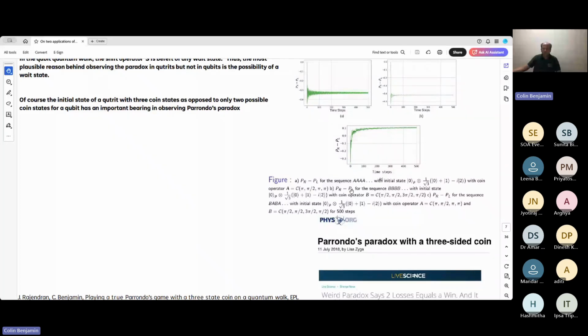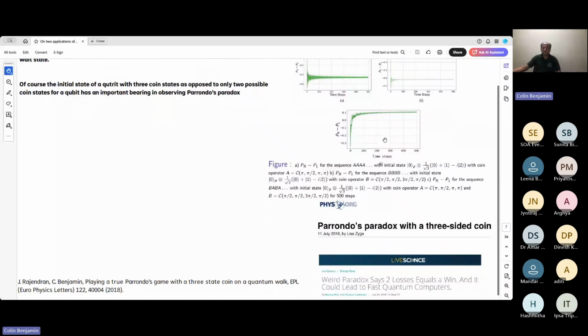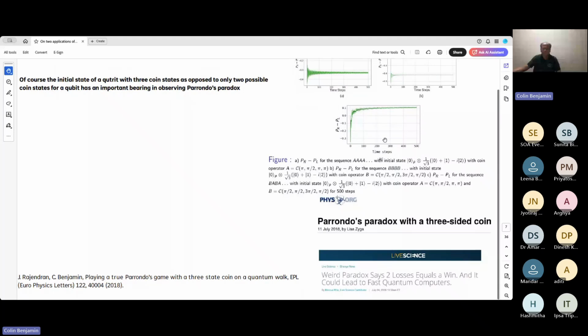If you play only with coin A or only with coin B, as you see here, the median of the probability distribution lies to the left of the origin. It's somewhere in the negative. But when you play one after the other, like A, B, here we are playing BA, BA likewise, you end up at the right of the origin. So using the same Parrondo's principle, we can show the quantum version of the paradox. And this got a lot of notice in the popular science press.